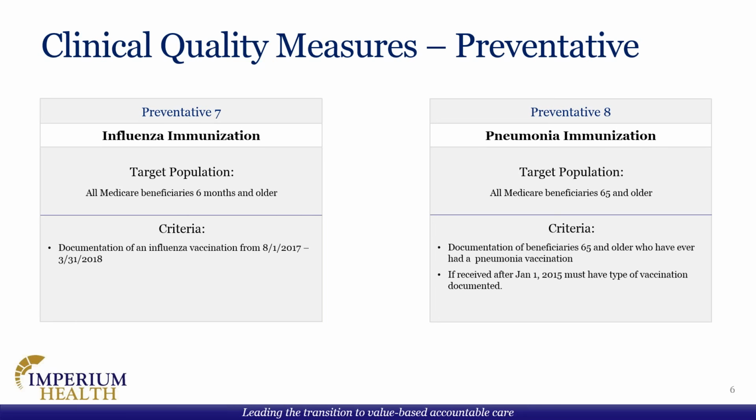The next two quality measures are related to immunizations. The first is the flu immunization, or the influenza vaccination, and this is for all Medicare beneficiaries ages 6 months and older. It's rare that you get a Medicare beneficiary 6 months to a year old, but it certainly is possible. And the expectation is that we're giving those patients a flu shot, or documenting, well, maybe why we did not give a flu shot during the flu season.